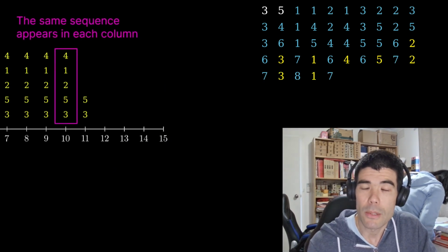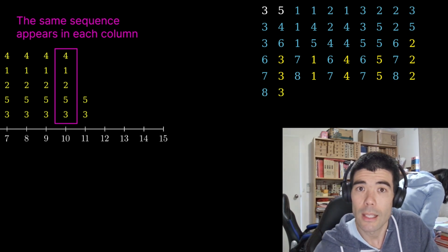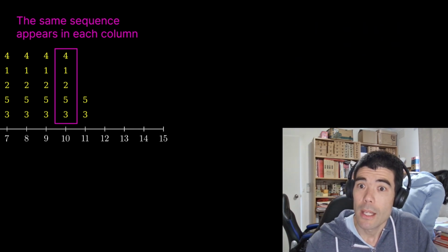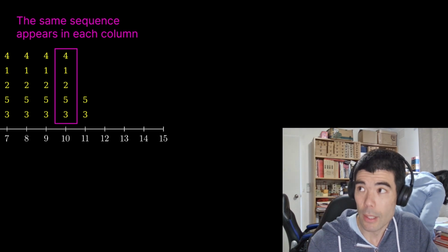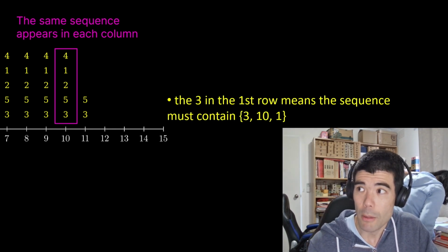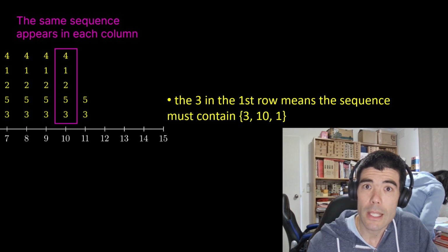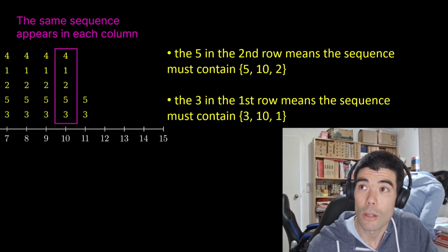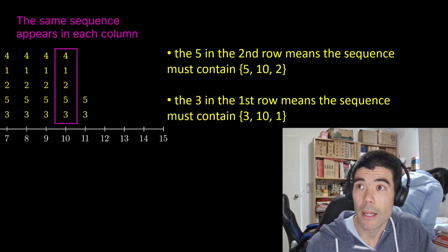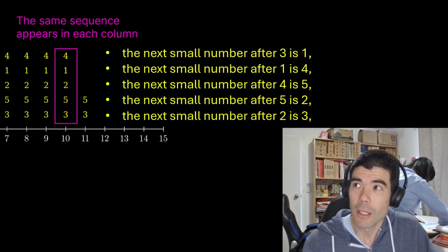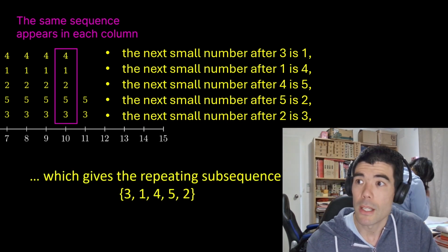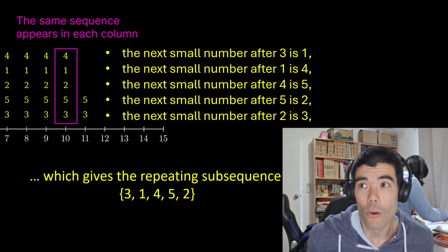But actually we can show that the position of each number in the column does allow us to get the repeating subsequence, because the y value of each number in the histogram gives the count of the next term. So if we look at this column, starting from the bottom, that 3 in the first row means the sequence must contain 3, 10, 1. The 5 in the second row means the sequence must contain 5, 10, 2. So the 5 must be followed by a 2 as the next small number. Similarly, we can map every small number to the following small number, and that would give us the repeating subsequence 3, 1, 4, 5, 2.